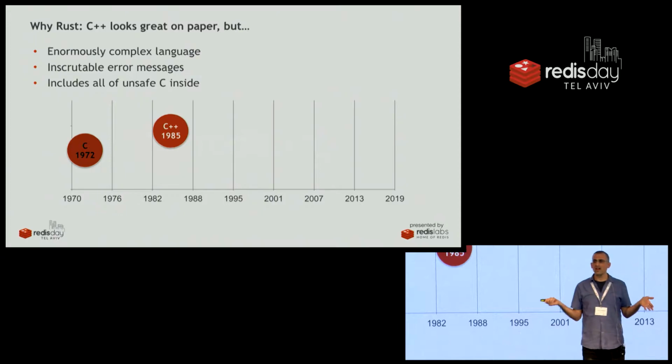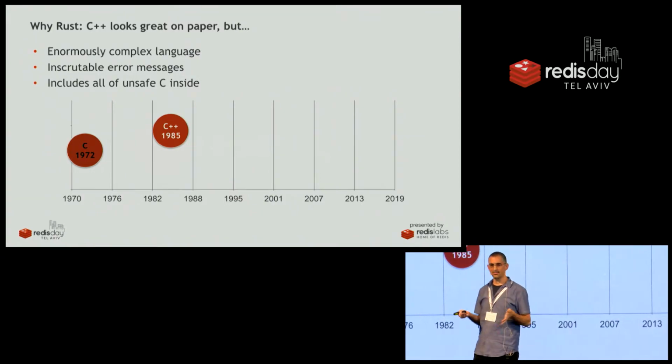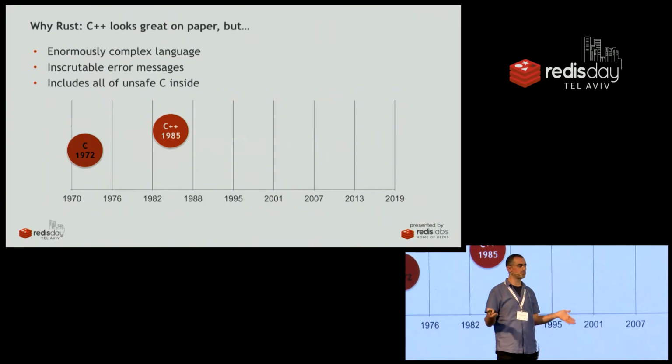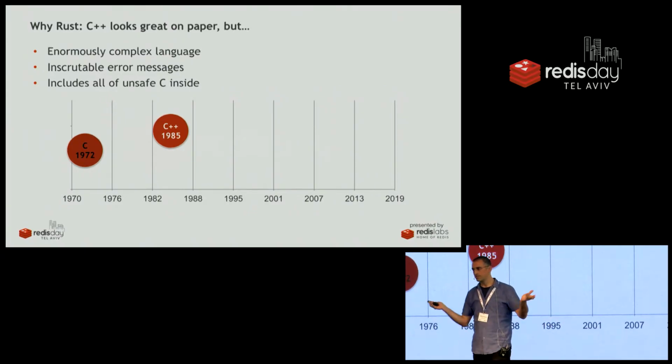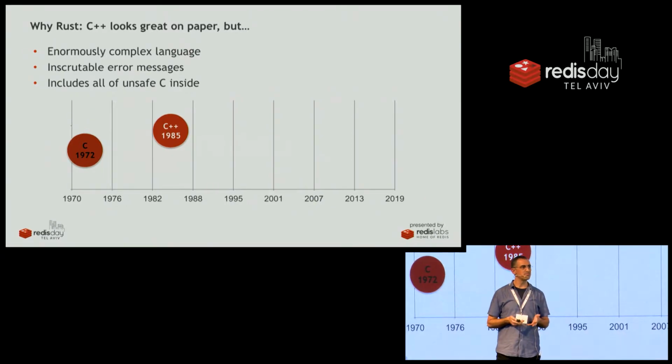And it includes all of unsafe C inside. You don't have a safe subset of C++. You can still do null pointer dereference or access any piece of memory you want. So it has smart pointers and things like that. It tries to be safe, but it's not enough.